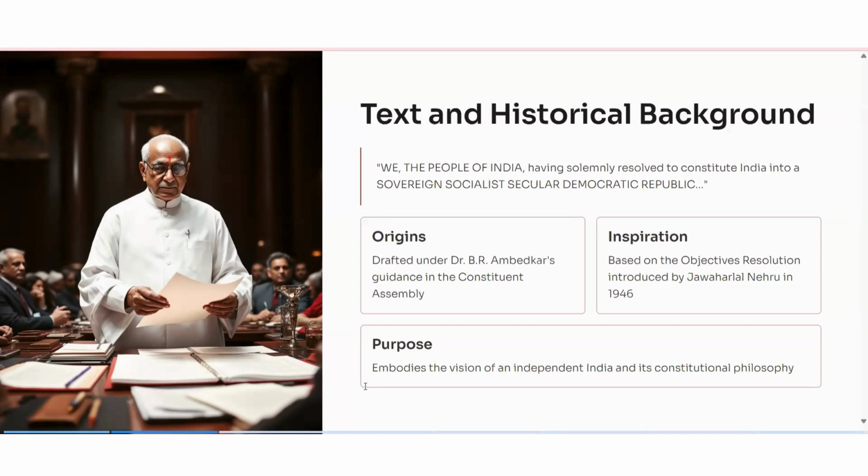That is a resolution. Origin: it was drafted under Dr. B.R. Ambedkar's guidance in the Constituent Assembly. He was the chairman of the Drafting Committee of the Constitution. It is based on the Objectives Resolution introduced by Jawaharlal Nehru in 1946. The purpose is that it embodies the vision of an independent India and its constitutional philosophy.